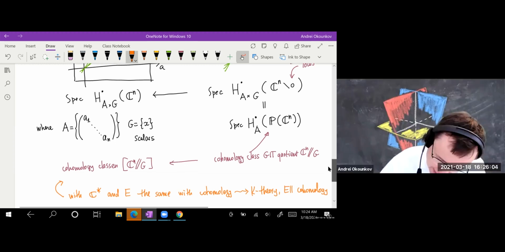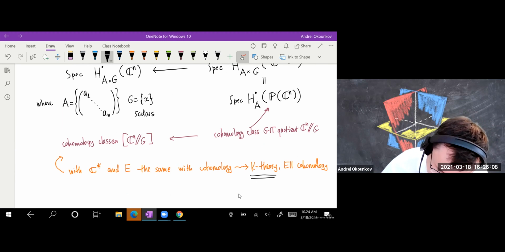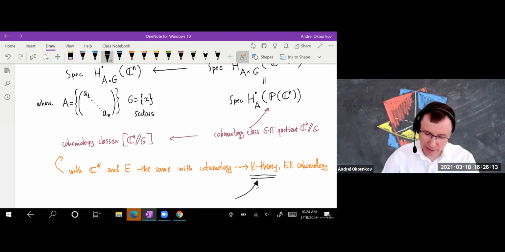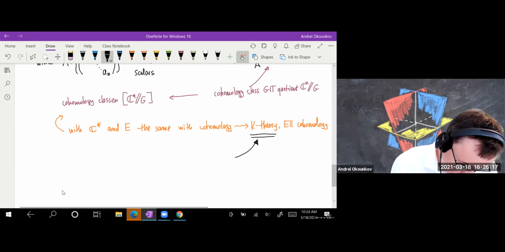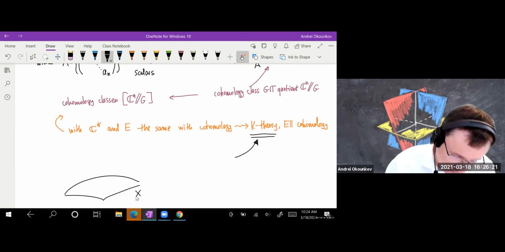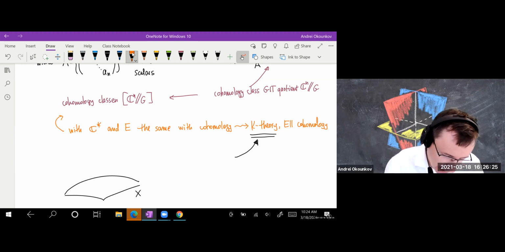And so I will explain this. I think it's easiest to explain what K-theory is. So if I have some topological space X with an action of a group G, then I can ask for equivariant vector bundles over that space X.